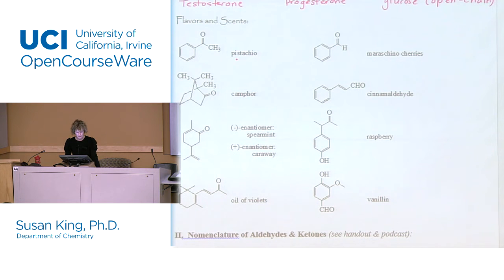And then we have this compound here where the different enantiomers smell different. We have spearmint for one of the enantiomers and caraway for the other enantiomer. So the receptors in our nose are chiral. So these are going to smell differently.